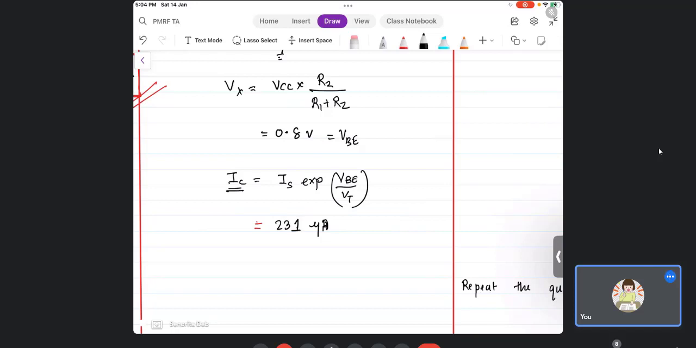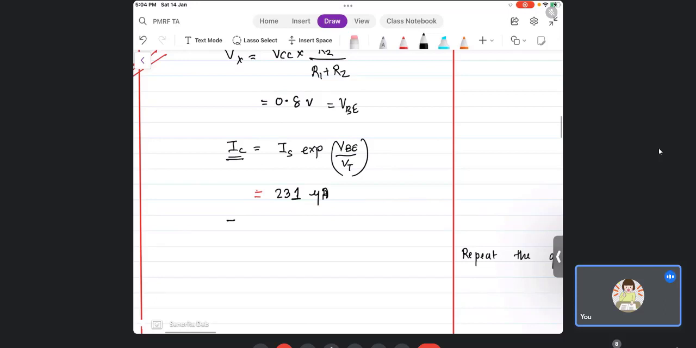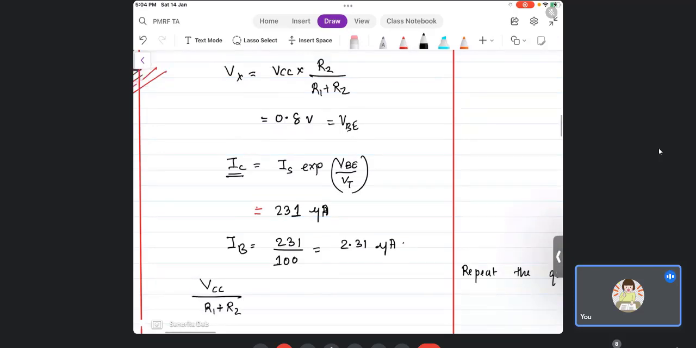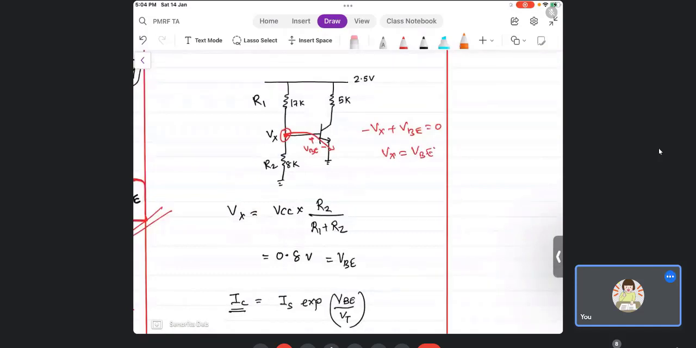So therefore IB will be 231 by 100, since beta is 100. That is 2.31 microamperes. Now, is the base current negligible? How do I know? I find VCC upon R1 plus R2, as I had mentioned that the base current will be negligible with respect to the main current. This is the main current, I main. With respect to the main current, the base current has to be negligible.